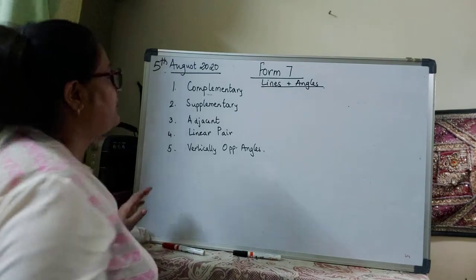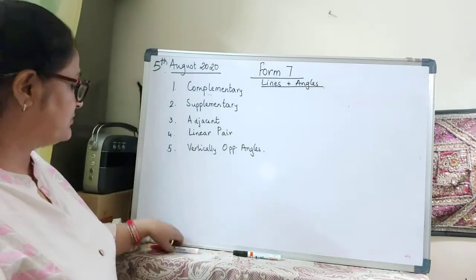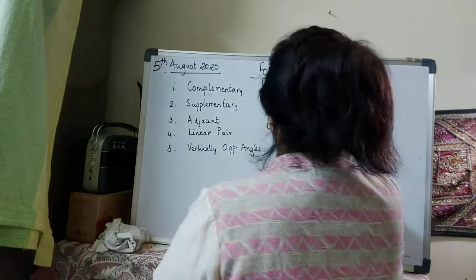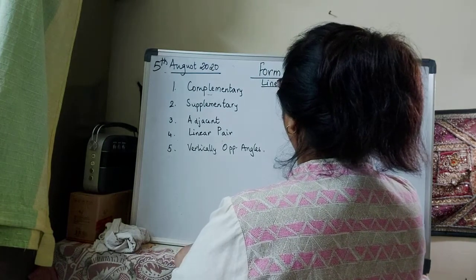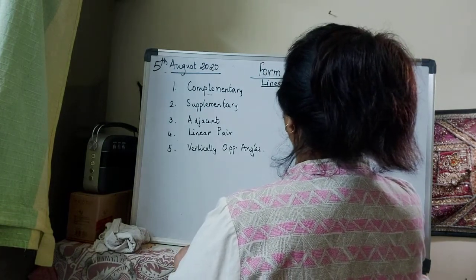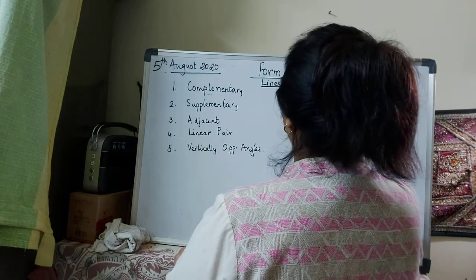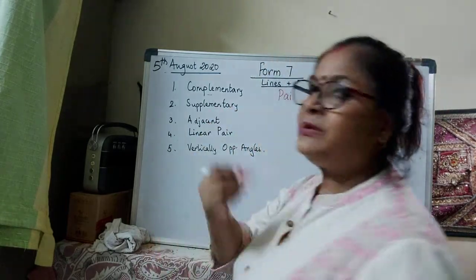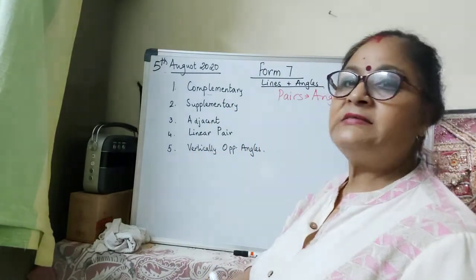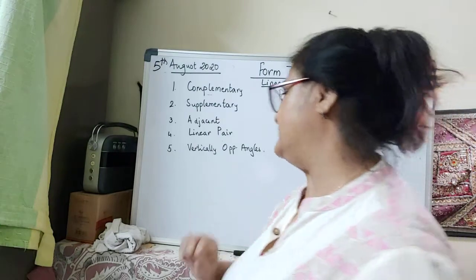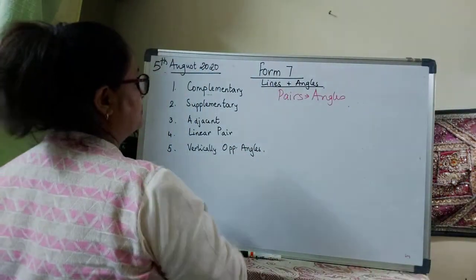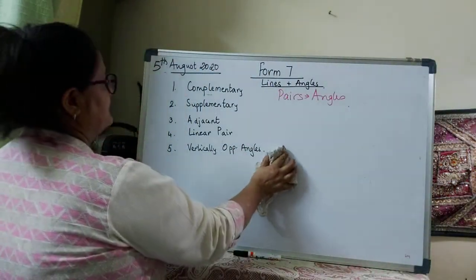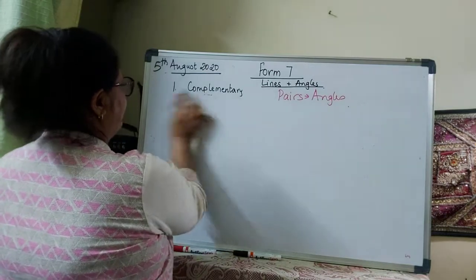Right, now we will come to pairs of angles. What are we doing here? Pairs of related angles. Pair means what? Two. We are taking two angles at a time. So we will start with complementary angles.